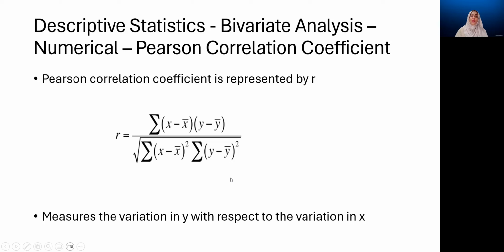And once it is computed, we can use the guidelines given in the previous slide to identify whether the relationship is strong or weak, or whether it is positive or negative. This value, which ranges from -1 to 1, measures the variation in y with respect to the variation in x.